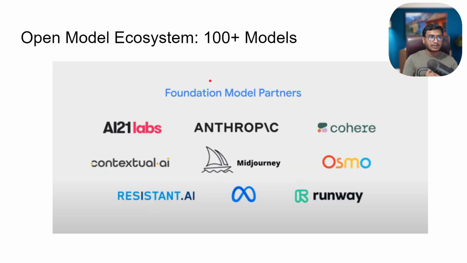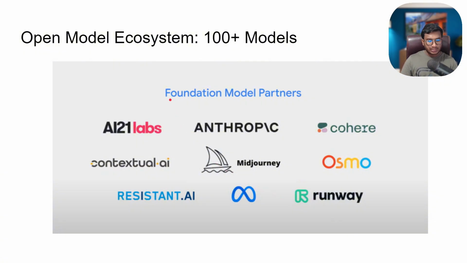Now, as I already told you, they introduced many partner models in the Model Garden. So these are the partners of Google. Nowadays they have also collaborated with many organizations. If you open Google Cloud Vertex AI, you will see different kinds of partner models available. Here you can see AI21 Labs. These are other organizations that collaborated with Google. Then Anthropic, Cohere, Contextual AI, Midjourney, OSM-MO, Resistant.ai, Meta, Runway, and so on. These are the partner models you will get in the Model Garden.